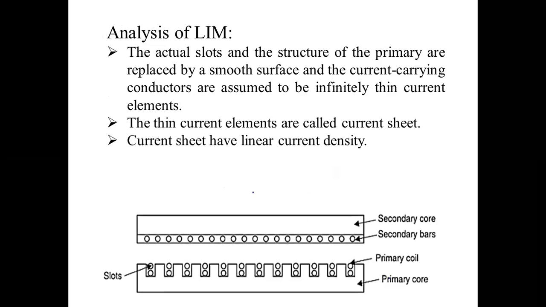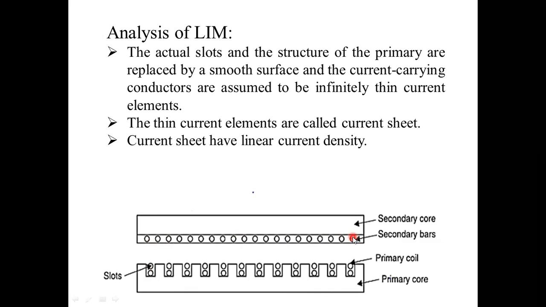Next is the performance analysis of the linear induction motor. For the analysis, the actual slots and the structure of the primary are replaced by a smooth surface. Here, if you consider the diagram below, this is the secondary core, and these are the slots or secondary bars.